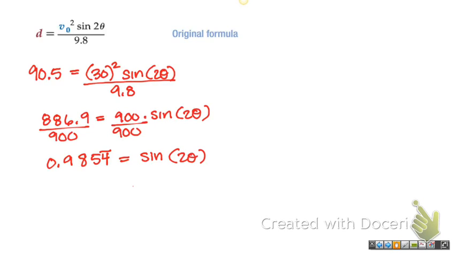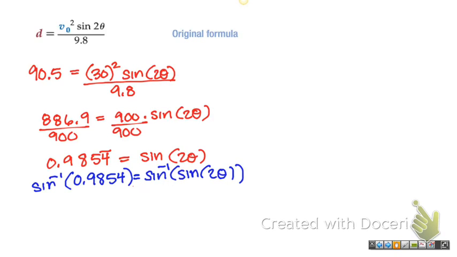All right, so we can take an inverse sine at this point of both sides. So I'll take the inverse sine of this number and the inverse sine on the other side of the sine of 2 theta.